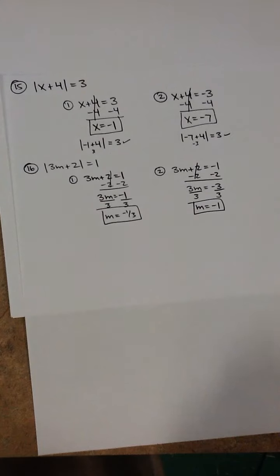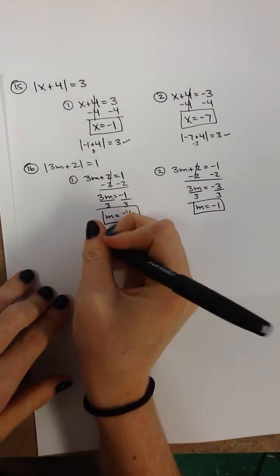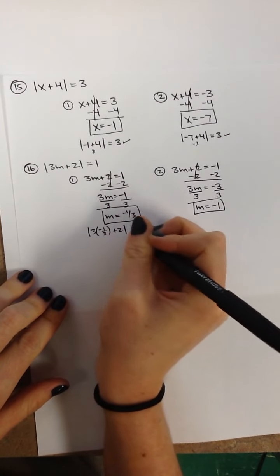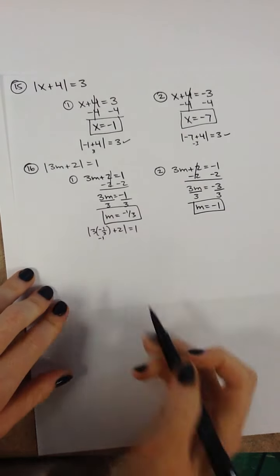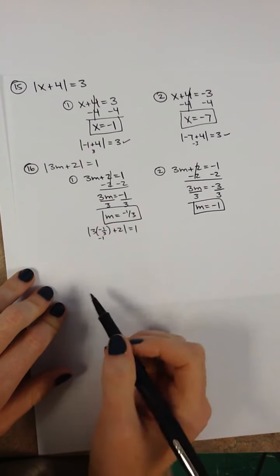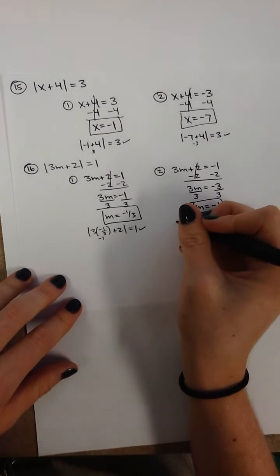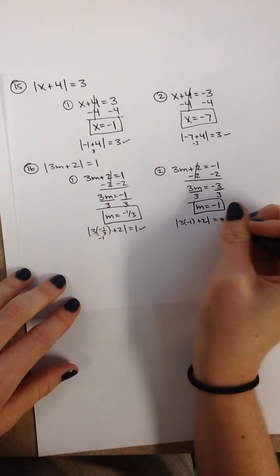I could plug in both of those values, simplify them down. So if I plug in negative 1/3, I want to know if this equals 1. 3 times negative 1/3 is negative 1. Negative 1 plus 2 is 1, and the absolute value ends up being 1. So that one works.